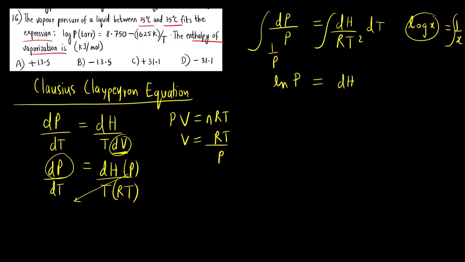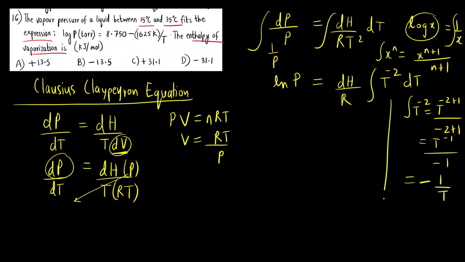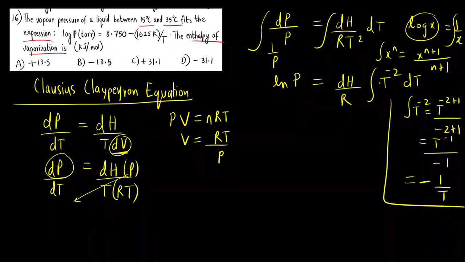And here, dH by R T. dH by R is constant. The integration of 1 by T square dT: how can I do this? 1 by T square, I can write as T raised to minus 2. What is the integration of x raised to n? It is x raised to n plus 1 divided by n plus 1. So the integration of T raised to minus 2 will be T raised to minus 2 plus 1 divided by minus 2 plus 1, which is T raised to minus 1 divided by minus 1. This minus sign I can write here, and T raised to minus 1 is 1 by T. So the integration of this is 1 by T.